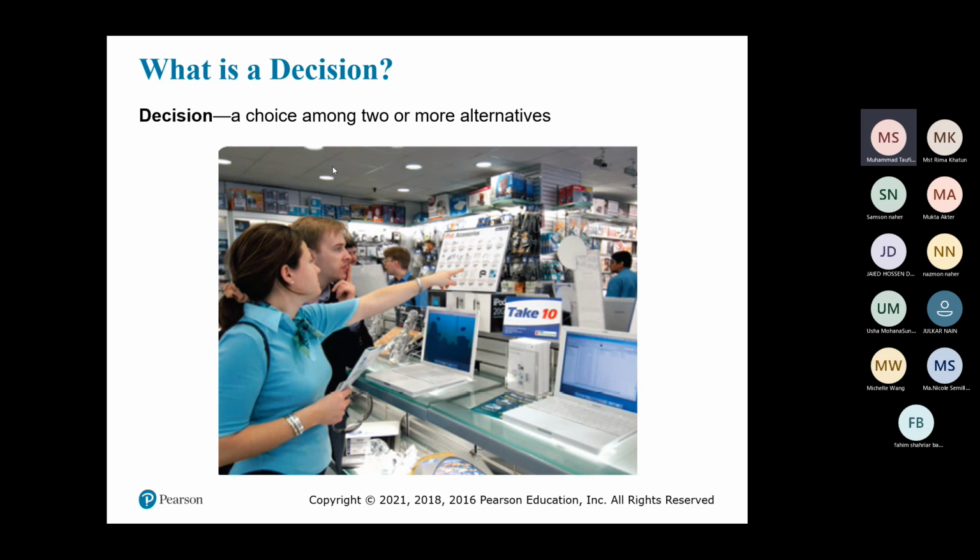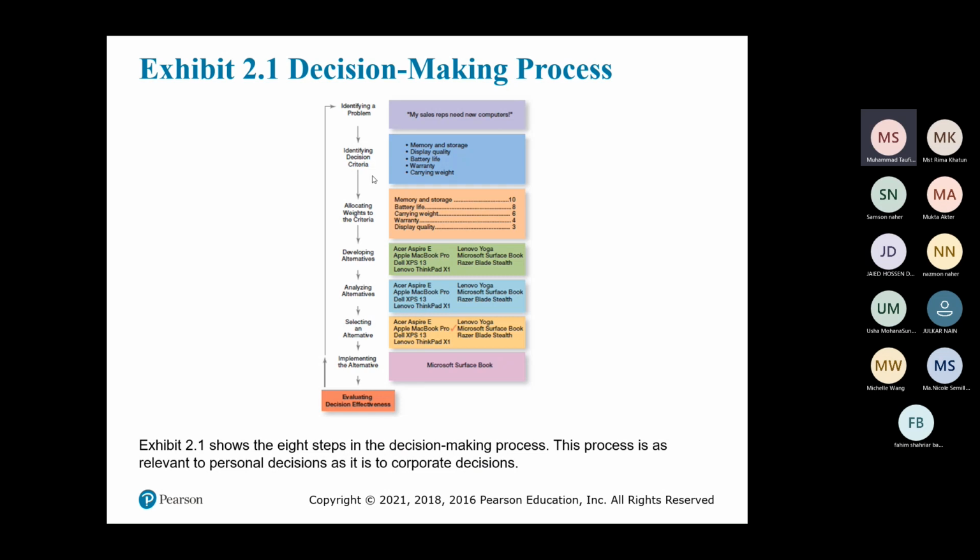You must be able to analyze which choice is the best for your situation. In order for you to make the decision, you can implement this process. In the decision making, you have one, two, three, four, five, six, seven, and eight. So there are 8 steps when you want to make your decision. We will go through one by one.